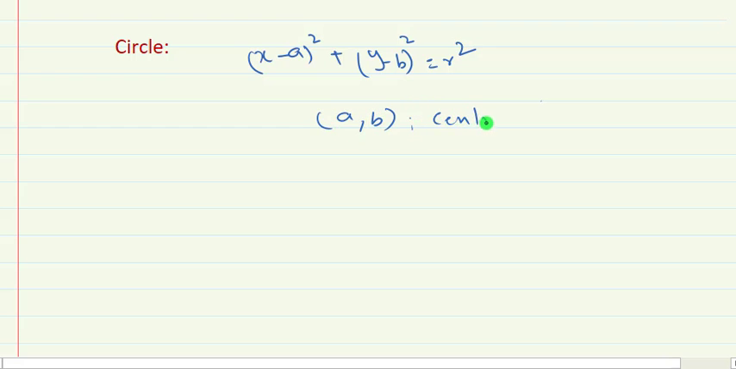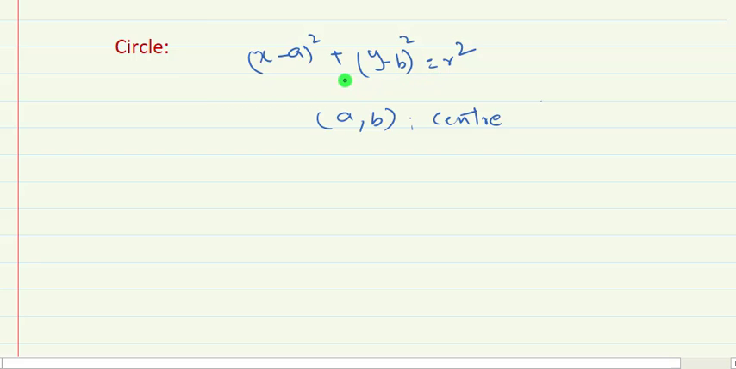Next, let us look at the very basic concepts of circle. The equation of circle in the simplest form is given by (x minus a) whole square plus (y minus b) whole square is equal to r square, where a, b represent the center coordinate of the circle and r is the radius of the circle.